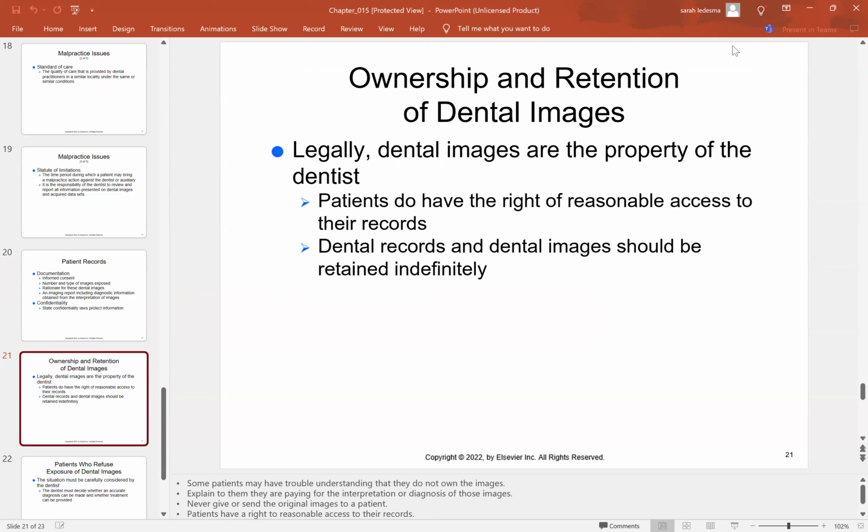Ownership and retention of dental images. Legally, dental images are the property of the dentist. However, patients do have the right of reasonable access to their records. Dental records and dental images should be retained indefinitely.